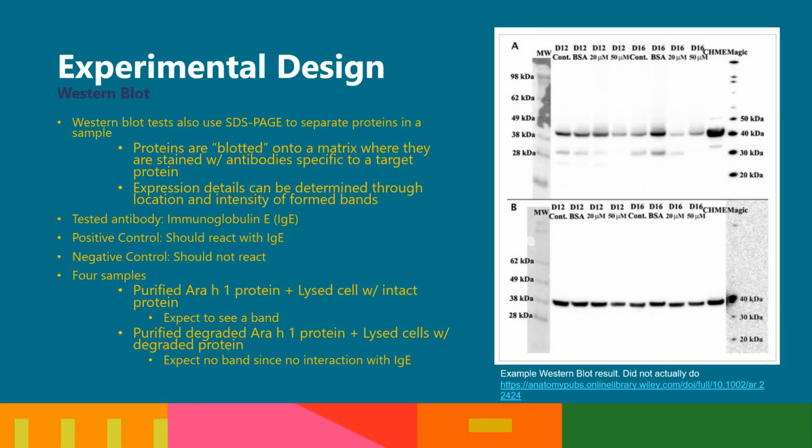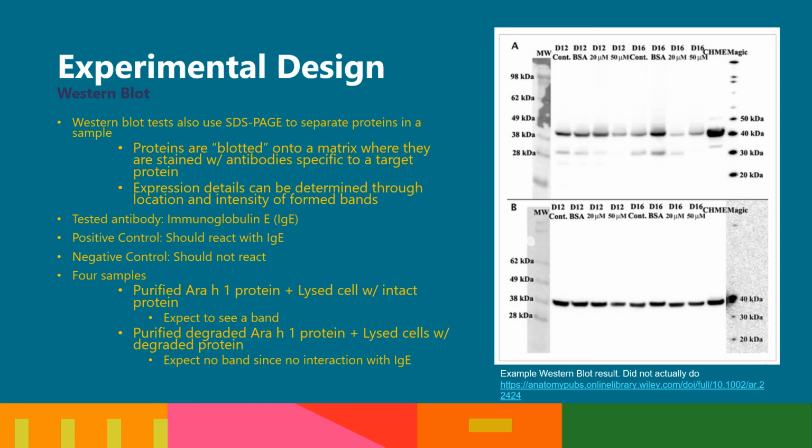The next analysis I would run would be Western blot. SDS-PAGE does not give really any information about enzymatic activity or stuff like that. It only really determines mass. So Western blot can do that. Western blot does use SDS-PAGE. It uses it to separate the proteins of a sample, and then those proteins are blotted onto a matrix where they are stained with antibodies specific to a target protein. And then expression details can be determined through the location and intensity of the formed bands.